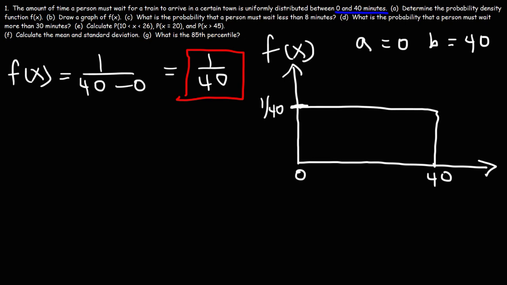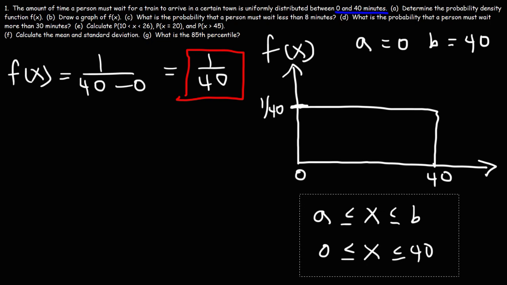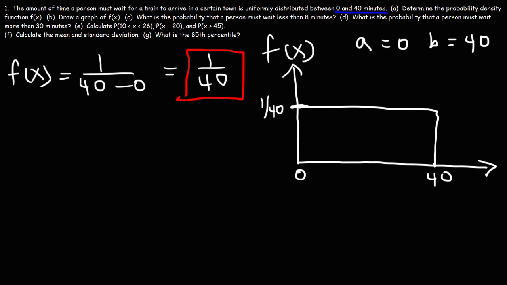Now, sometimes you may get asked to write the constraint values for x. If you ever get a question like that, just know that x is always between a and b. So in this example, x is between 0 and 40. But now let's move on to part C. What is the probability that a person must wait less than 8 minutes? What do you think the answer is to that problem? So what is the probability that x is less than 8?